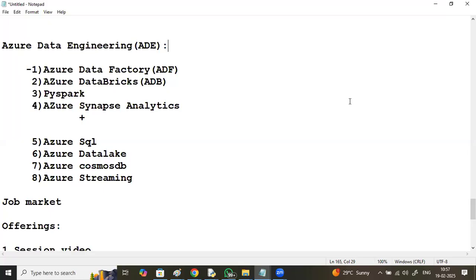And for Databricks, the Synapse, everything I'll be discussing, right? With minimal charge, how we can. Minimal charge means it does not even go to hundreds.